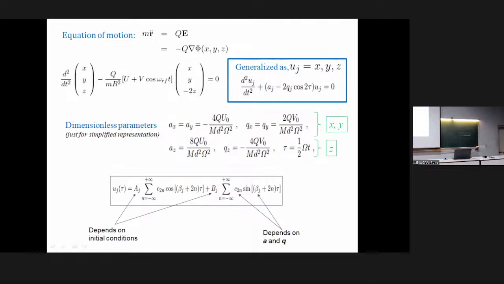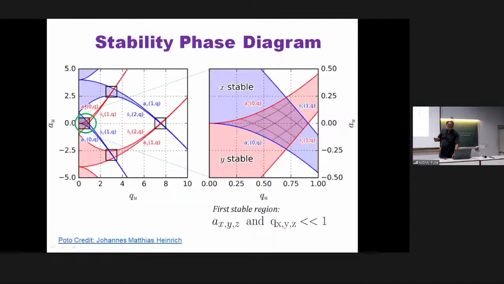And then if you do a little bit of mathematics, you can write the generalized solution of this XYZ path of the ions. You don't need to remember that, but just remember there are two dimensionless parameters we are defining, A and Q. A depends on the DC part, Q depends on the AC part.